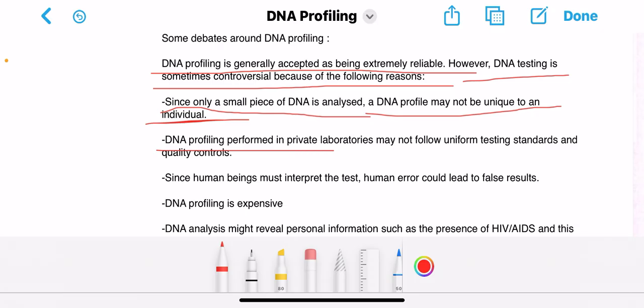DNA profiling performed in private laboratories may not follow uniform testing standards and quality controls. Because it is tested in private labs, you might find that the person in the lab may not follow the procedures of doing DNA profiling correctly. So he ends up making the profile test without following the measures that are needed for the profile to be accurate. So it will end up giving us unreliable results.